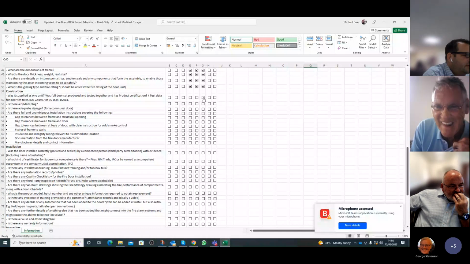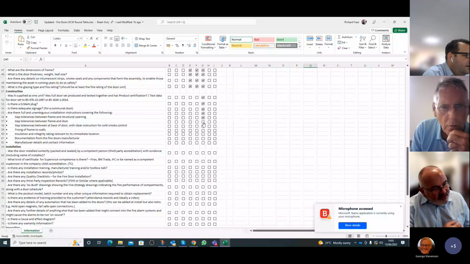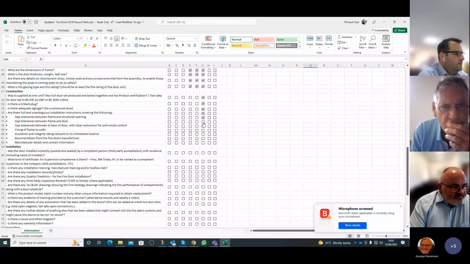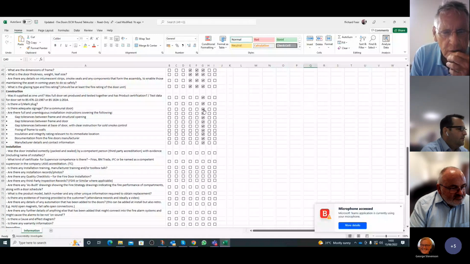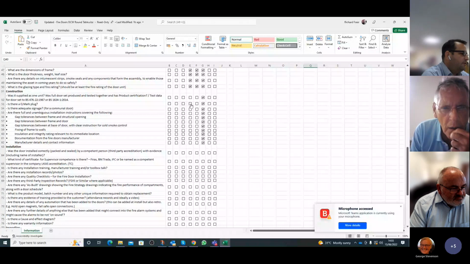So 52 could be the installer, because we don't know whether it was supplied as one unit, because you could still supply it as two units or whatever. And the QMark plug was probably the main contractor or installer, because they'll want to check that, and adequate signage. I'm putting the contractor in. The subcontractor or main contractor should be on the QMark plug and adequate signage, because ultimately that will be something you assess after the install. Was it supplied as one unit? That should really be the installer.